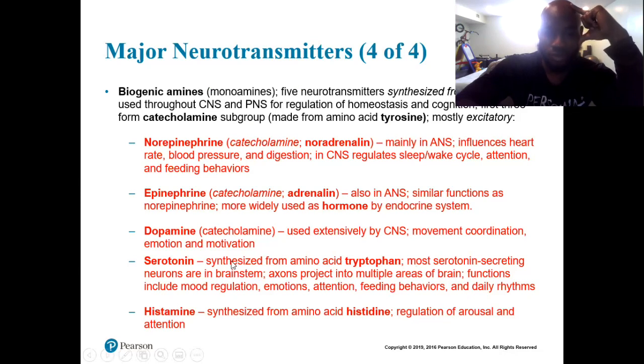Serotonin, synthesized from the amino acid tryptophan. Most serotonin secreting neurons are in the brainstem. And we also have histamine, synthesized from the amino acid histidine, regulation of arousal and attention.